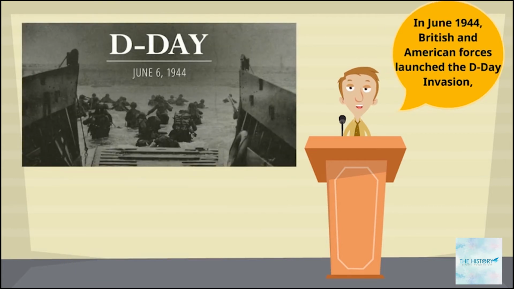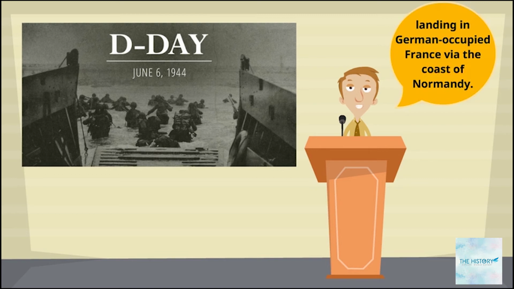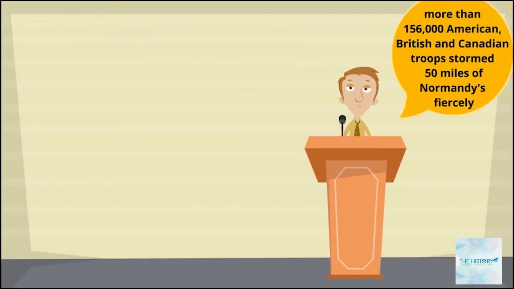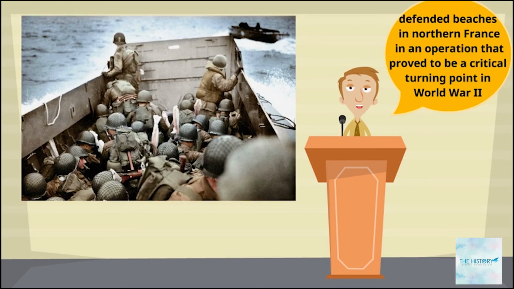In June 1944, British and American forces launched the D-Day invasion, landing in German-occupied France via the coast of Normandy. More than 156,000 American, British and Canadian troops stormed 50 miles of Normandy's fiercely defended beaches in northern France in an operation that proved to be a critical turning point in World War II.